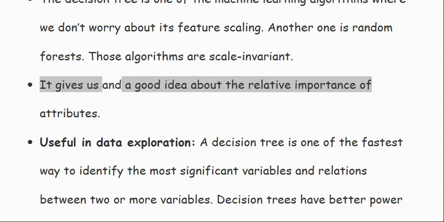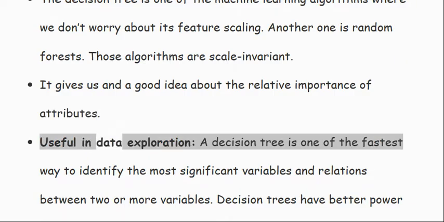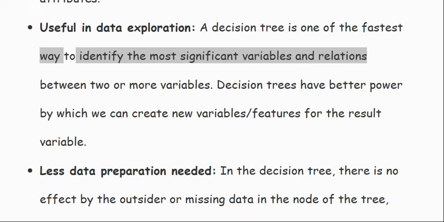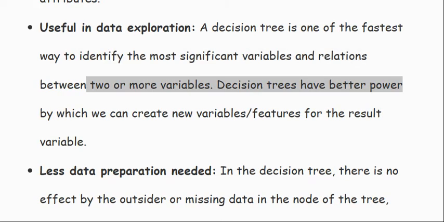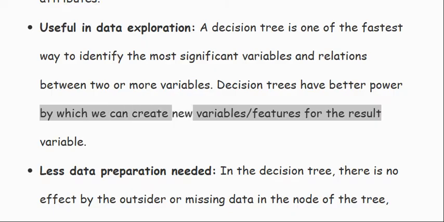It gives us a good idea about the relative importance of attributes. Useful in data exploration, a decision tree is one of the fastest ways to identify the most significant variables and relations between two or more variables. Decision trees have better power by which we can create new variables or features for the result variable.